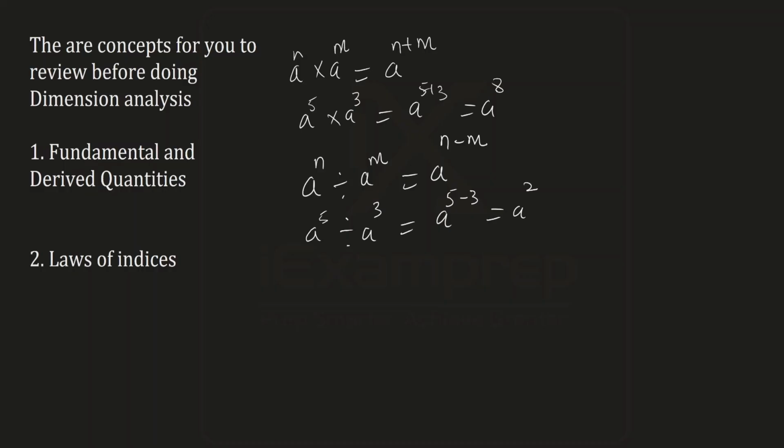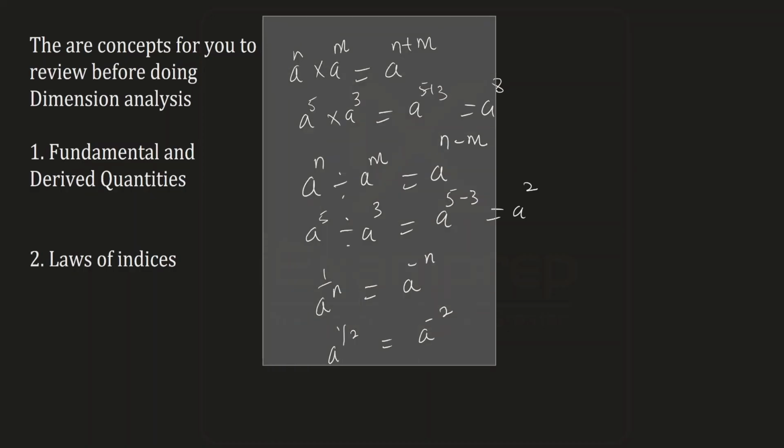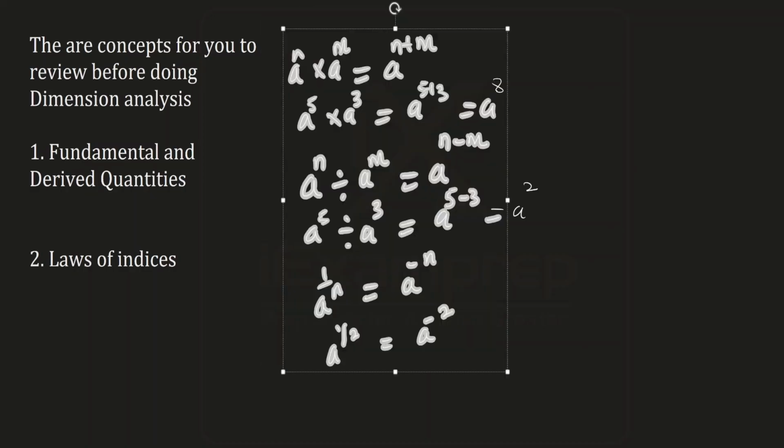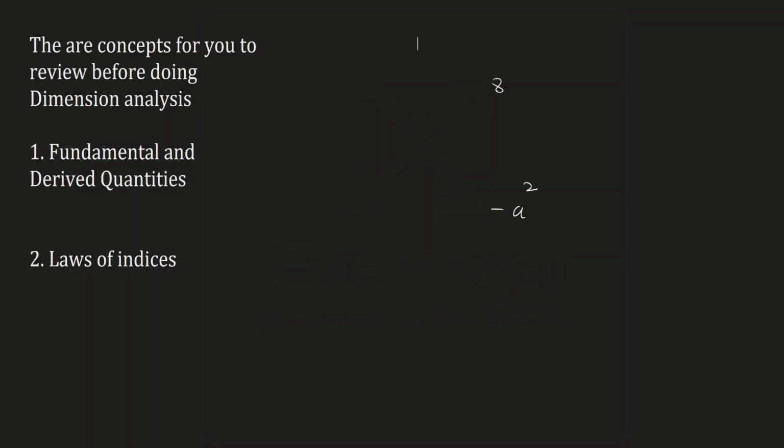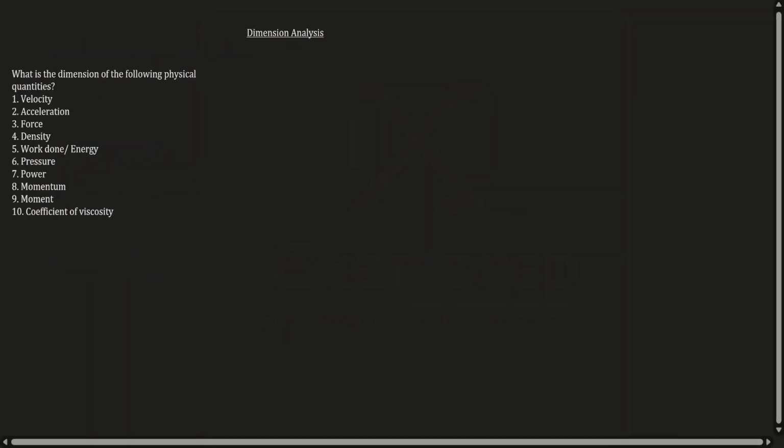Then thirdly, a to the power of negative n is equal to 1 over a to the power of n. So 1 over a squared is a to the power of minus 2. So if you have all those well understood, you'll be able to write dimensions correctly. Let's take some examples so that we can know how to write dimension.